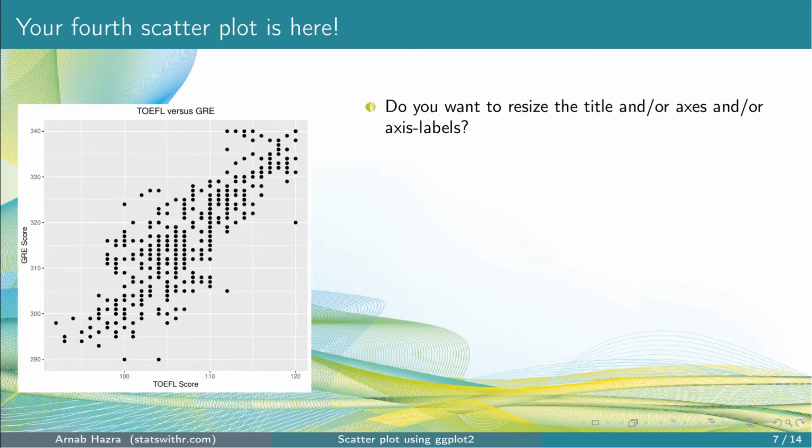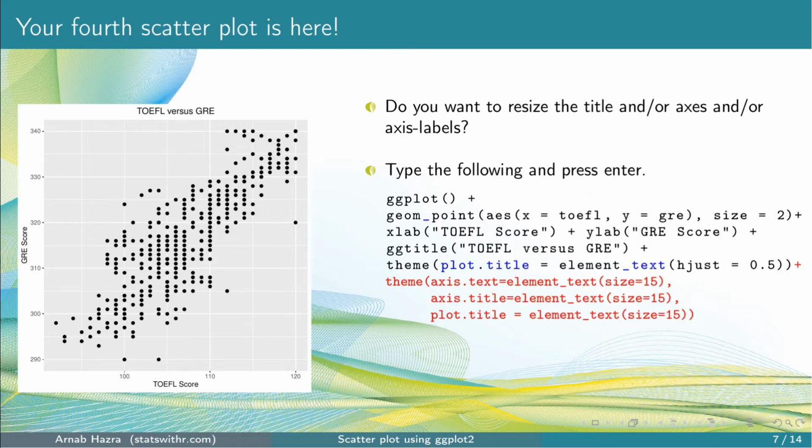Next, note that the axis titles and the plot title are quite small. When you use this figure in your paper, it may be just a 2 inch by 2 inch image, and then these titles will no more be readable. To enlarge them, add the line theme axis.text equals to element_text size equals to 15. This increases the font of the axis.